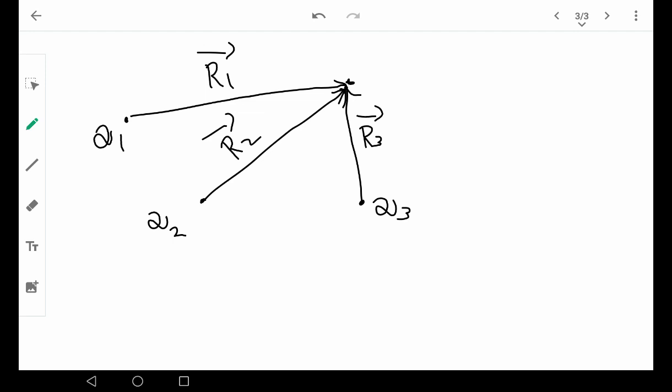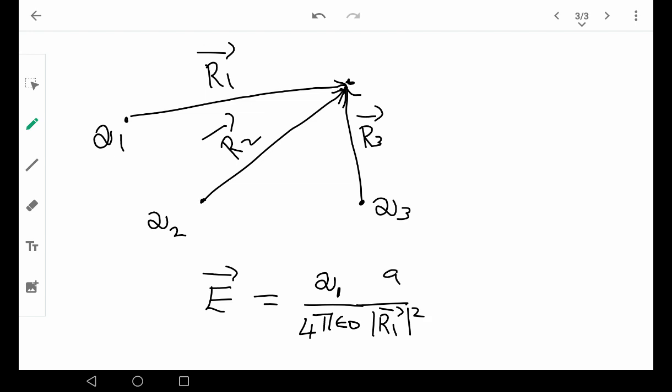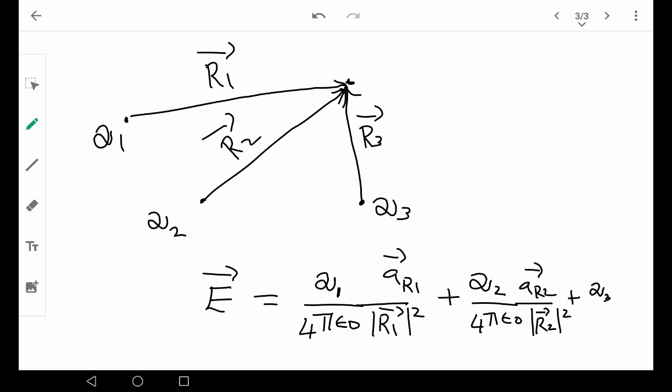So I can write the total electric field as E equal to Q1 by 4 pi epsilon 0 R1 square AR1 plus Q2 by 4 pi epsilon 0 R2 square AR2 plus Q3 by 4 pi epsilon 0 R3 square A R3. Understand? So this is the equation.